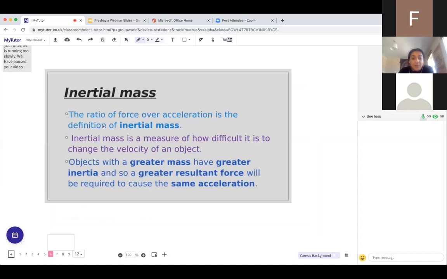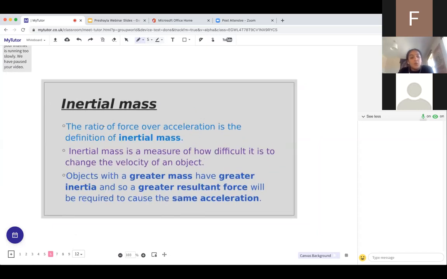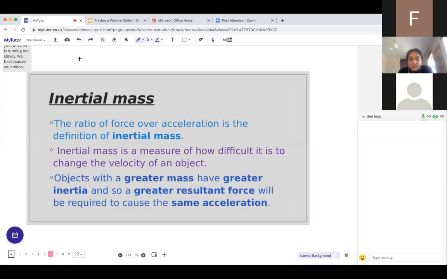Now, again, if you are higher tier, you need to know all about inertial mass. So this idea of inertia is how hard is it for us to actually change the velocity of an object? Is it easy? Can we just throw it and the velocity changes? Can we just knock it over and the velocity changes? Or is it hard? Do we have to put in a lot of effort to make it go faster? So for example, me throwing a ball is much easier to make the ball accelerate than me in a car trying to make the car accelerate.